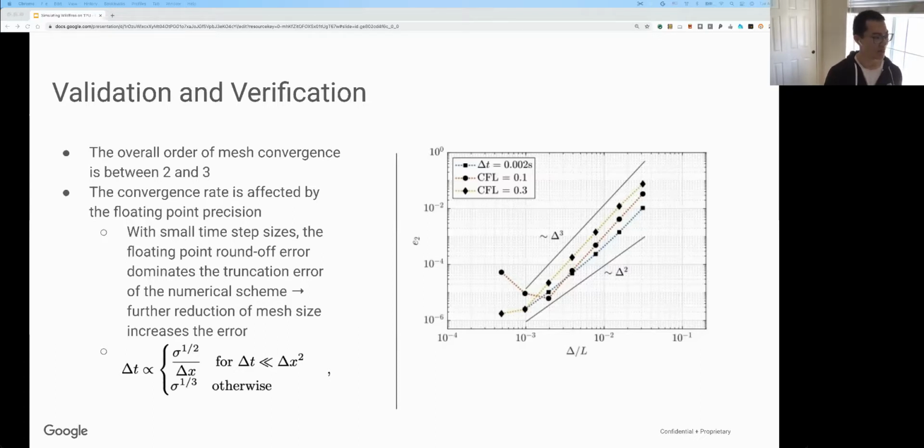This is because with a very small time step, the floating point round-off error dominates the truncation error of the numerical scheme, and this is due to the design of the TPU hardware. The highest precision that the TPU supports efficiently is 32-bit. So we do have to account for this machine precision in our simulation. Fortunately, based on our analytical analysis, we figured out a rule that can guide us to prevent this loss of mesh convergence. With the rule I specify as shown here, we can guarantee that we always fall within the region of the correct order of convergence.